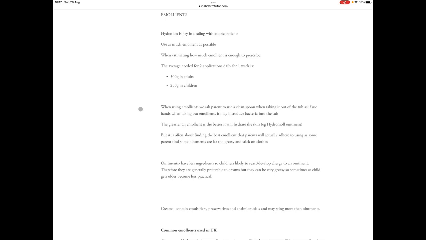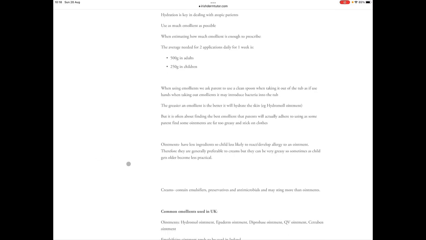So emollients or moisturizers are really the cornerstone of managing atopic patients. It's really key, and you want to encourage as much emollient as possible. When estimating how much emollient is enough to prescribe, you want to estimate how much they're using. So, for instance, if you want them to have 2 applications a day for 1 week, that means an adult will probably need 500 grams and a child will probably need 250 grams.